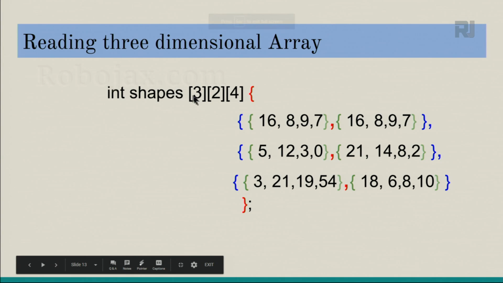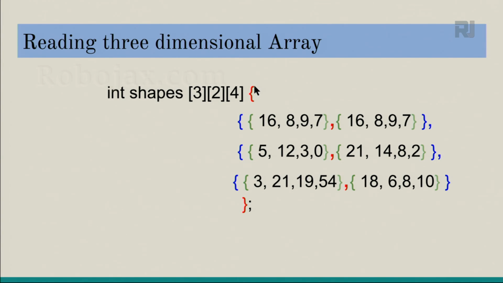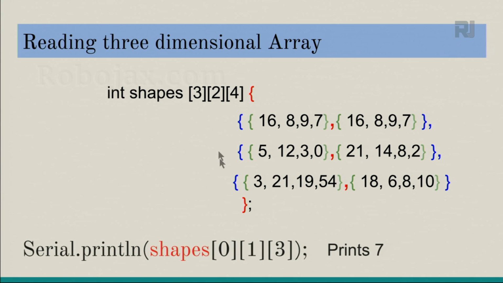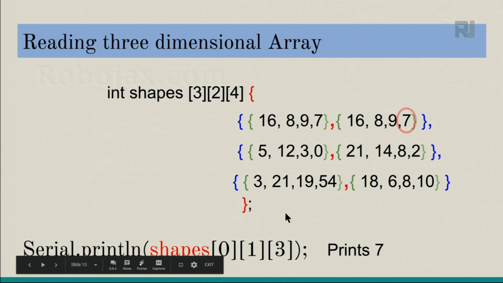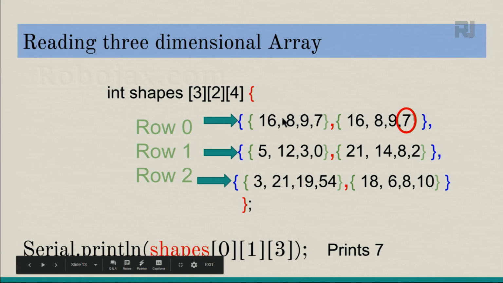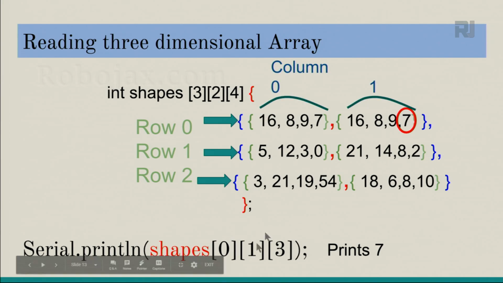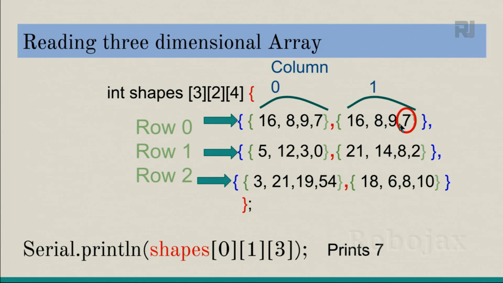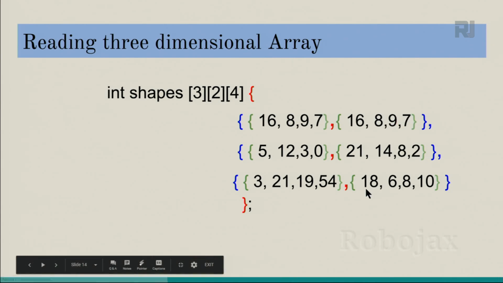Now let's see how we can read a three-dimensional array. If we type shapes 0, 1, 3, it will refer to this. How this happens is that row 0, row 1, row 2. So this 0 means row 0, we're targeting here. And then we have column 0, column 1. So this is column 0, and then 1 means this. And 3 means element 3: 0, 1, 2, 3. So that's why it prints 7.